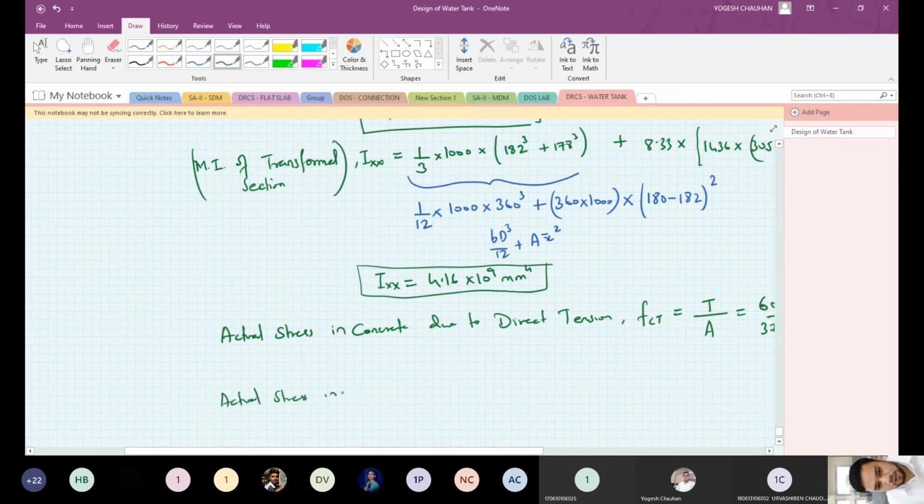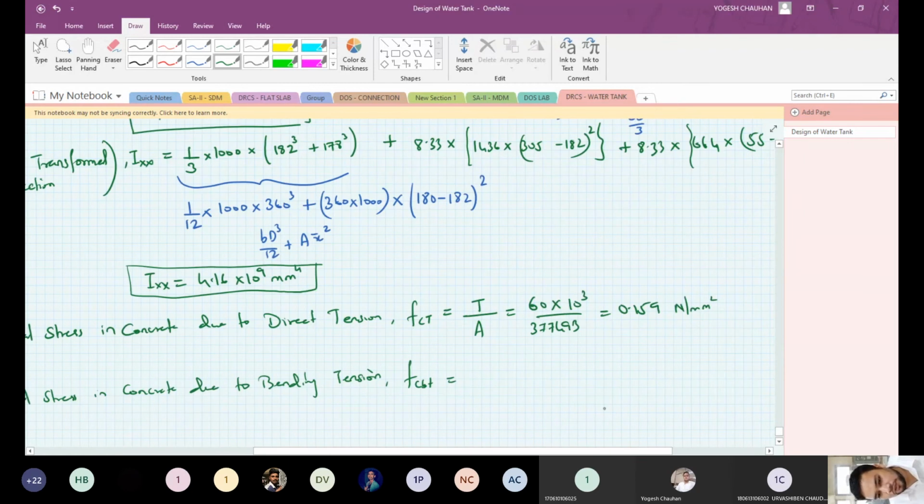And your actual stress in concrete due to bending tension, we call this as FCBT. So FCBT is equal to, if you remember the stress formula, M by I is equal to sigma by y. So you want to find stress, so sigma is equal to My by I. So moment is 40 into 10 to the power 6.